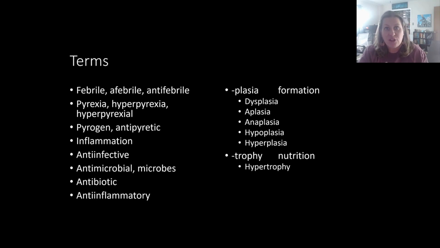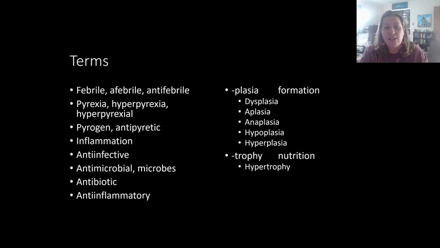We also have inflammation, which we've talked about a lot. Remember, that's where we can add itis to it, so inflammation. You have anti-infective, so again, against the infection. Antimicrobial or against microbes. This would be like bacteria, viruses, things like that. Antibiotic is against bacteria itself. So an antibiotic is a medication used against the bacteria. Anti-inflammatory is against inflammation.